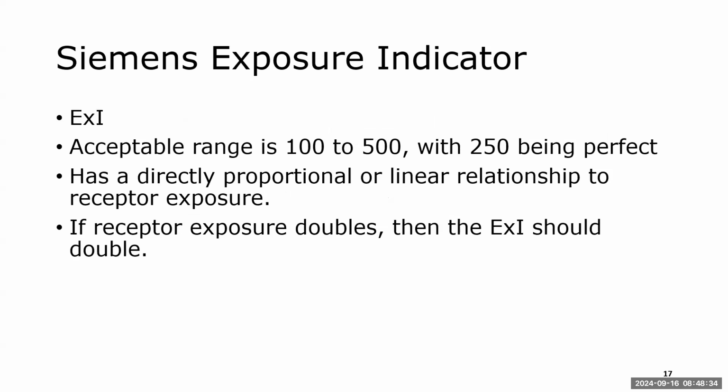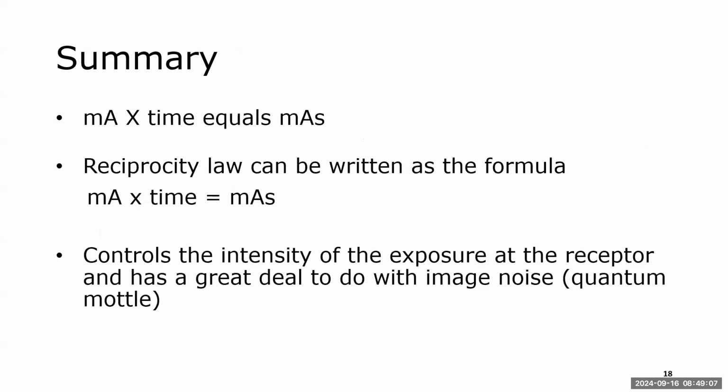So ours is an EXI. We've talked a little bit about this already, that the range is 100 to 500. Remember when y'all have been looking at each other's images that you're evaluating, and you're looking at that range, it has a directly proportional or linear relationship to receptor exposure, meaning if receptor exposure doubles, then the EXI should double. So if you use twice the mAs that you needed for that projection, then you're going to see your EXI value double. And we're going to actually do some experiments with that. I think we do that this week.